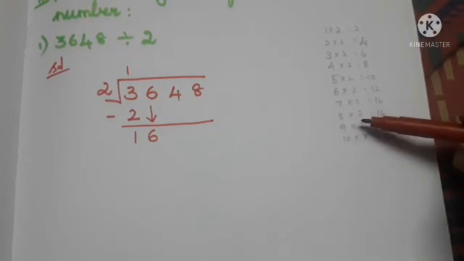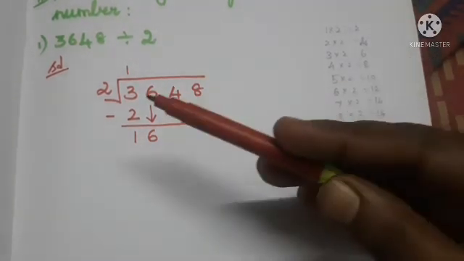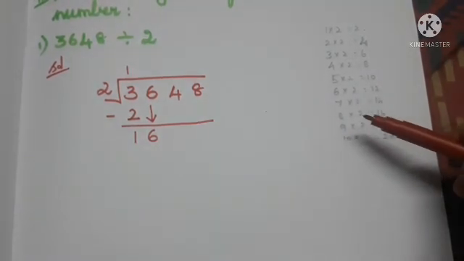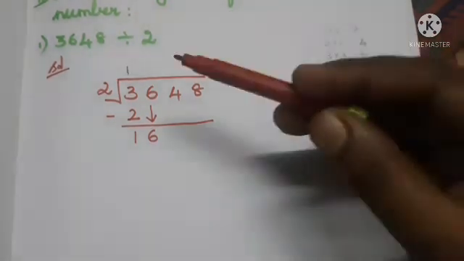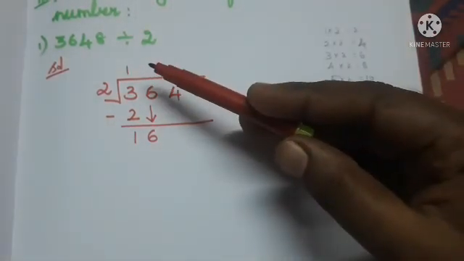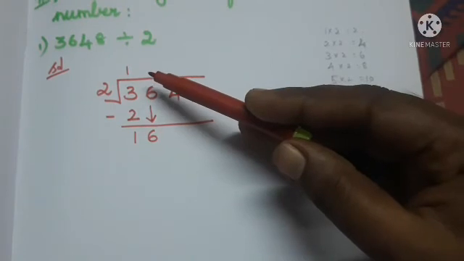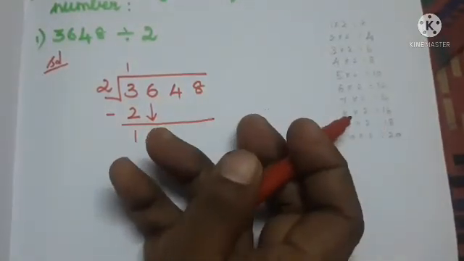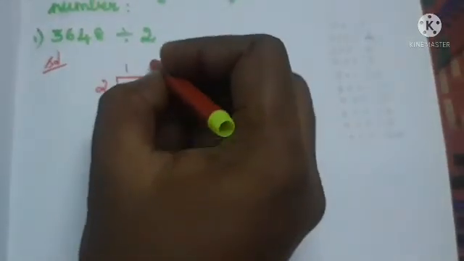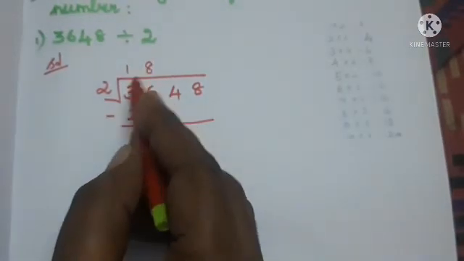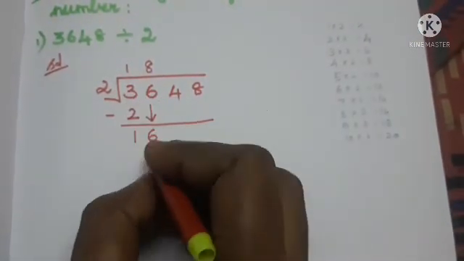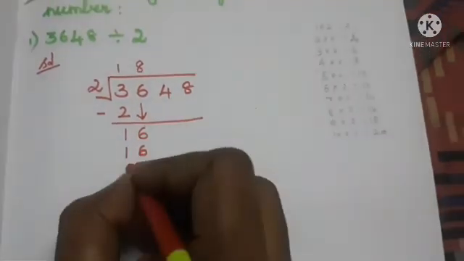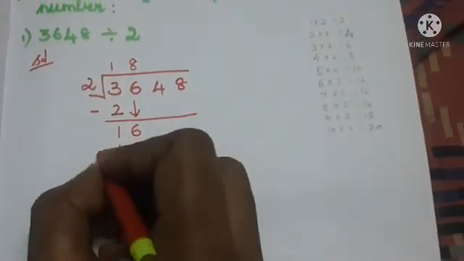That means 8 2s are 16. How many 2s are there in 16? 8 2s are 16. That 8 we write in the 100 place value of the quotient, and write the 16 below the 16. So 8 2s are 16, and that 16 we write down. Next we subtract these two values.